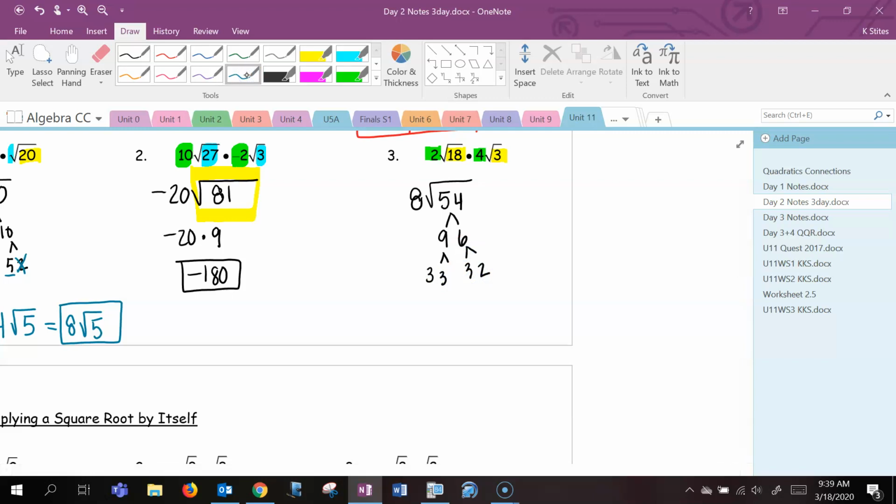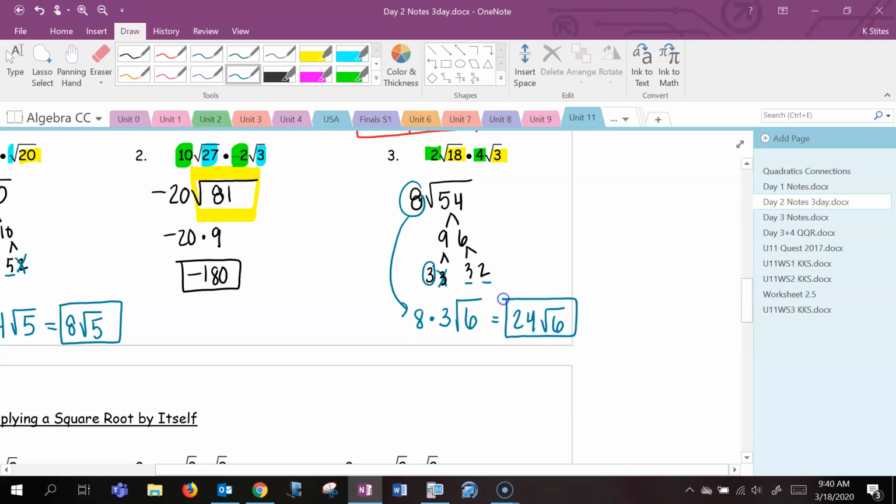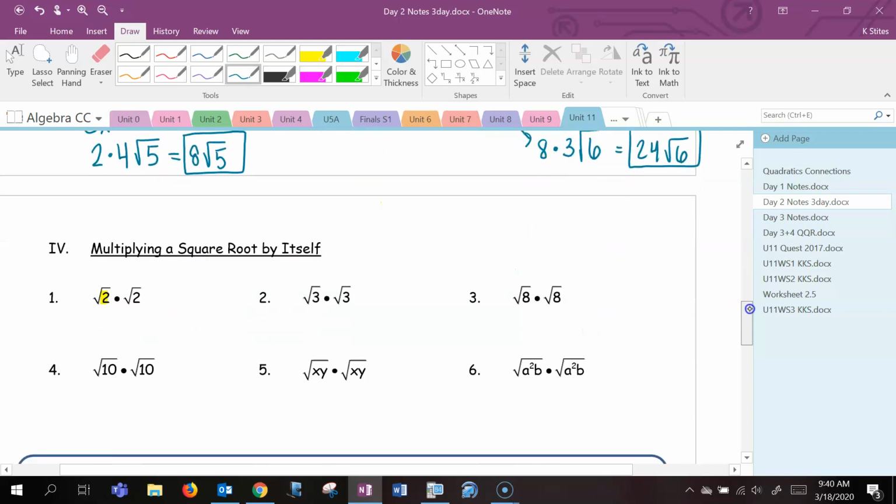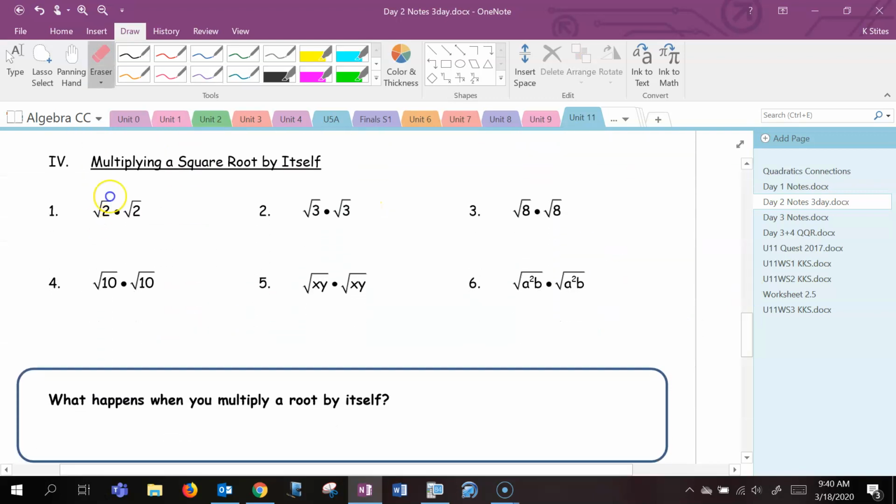And I have a pair of 3s, circle, cross out. My 3 and 2 have nobody. It's very sad. They're getting underlined. 2 underlines get multiplied and go under the root. My 3, which is circled, will come out. Do not forget this 8. So your final answer should be 24 root 6. Cool.